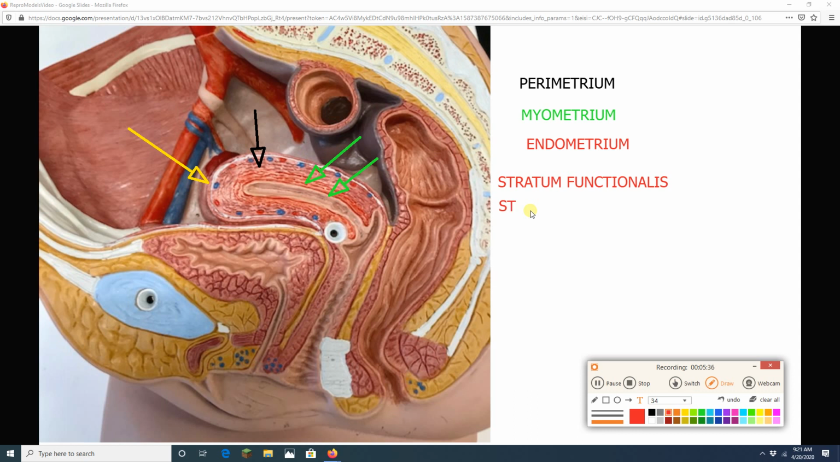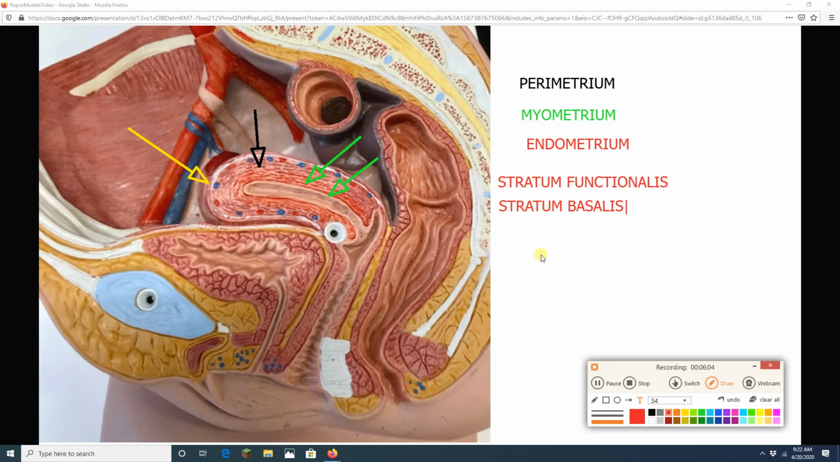Now, under that, there is another layer called the stratum basalis, the base layer. So the stratum functionalis is the one that changes in response to hormones, grows thicker, and it's also the one that gets shed at the beginning of every cycle during menstruation. And then we need to rebuild a new functionalis, and that is the job of the stratum basalis.